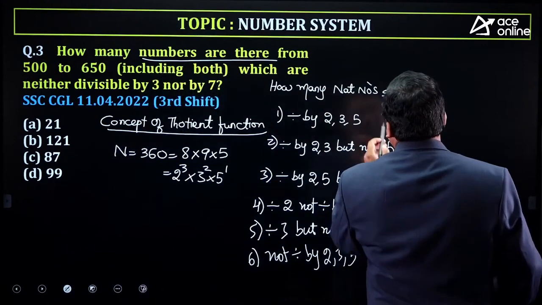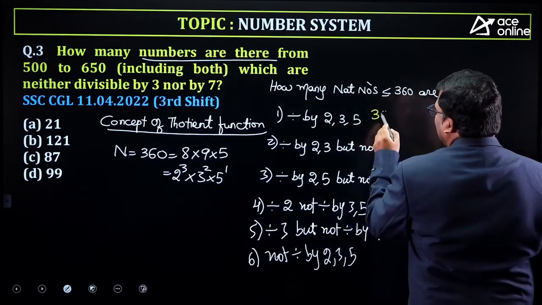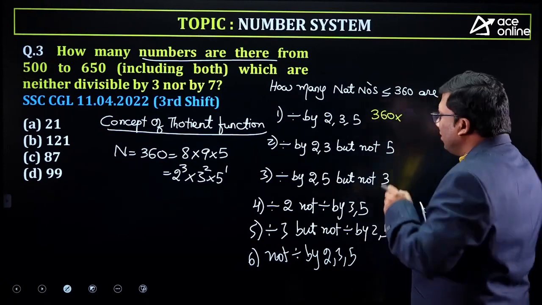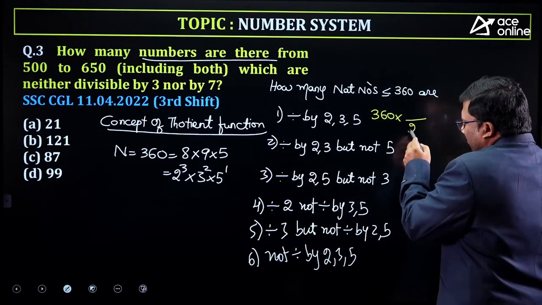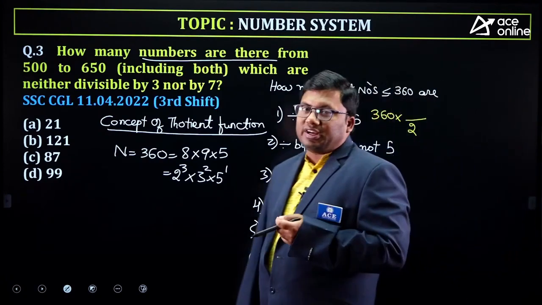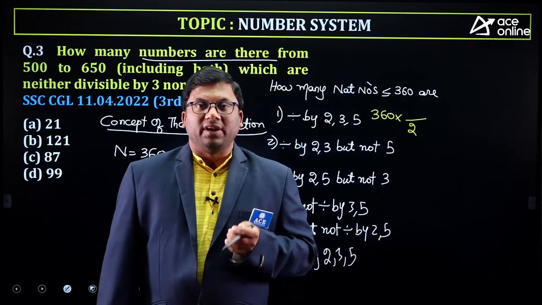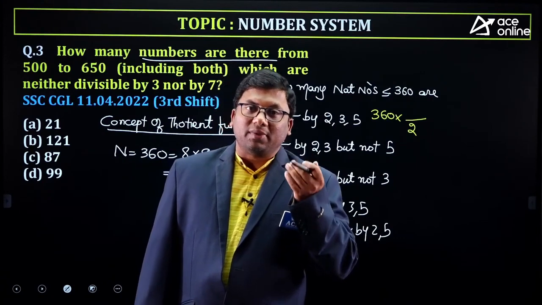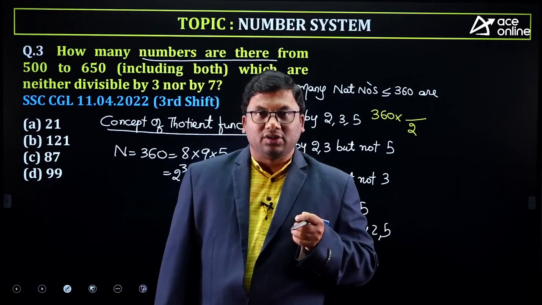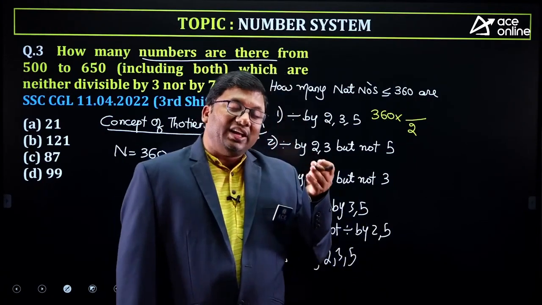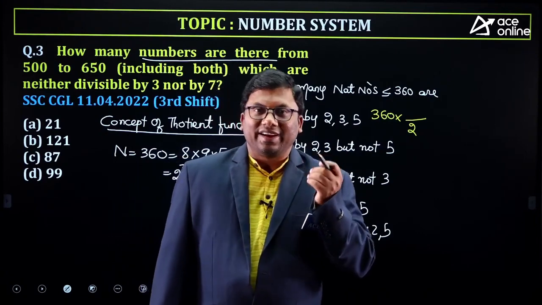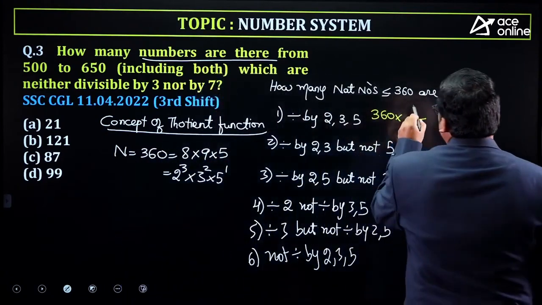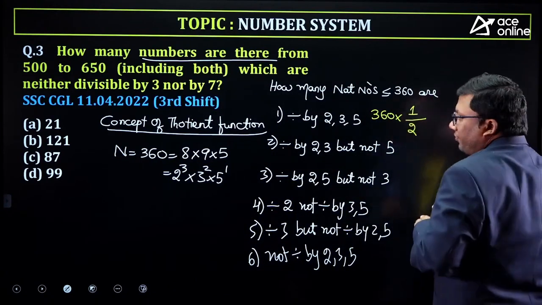Divisible by 2, 3, 5. Total how many numbers are there? 360 numbers are there. How many are divisible by 2? Take any 2 consecutive numbers that come to your mind. 7, 8: 8 is divisible by 2. 12, 13: 12 is divisible by 2. 299, 300: 300 is divisible by 2. For every 2 numbers, 1 number is divisible by 2.